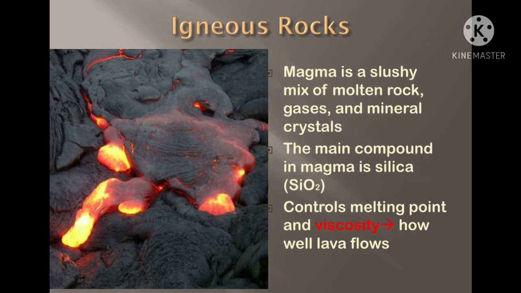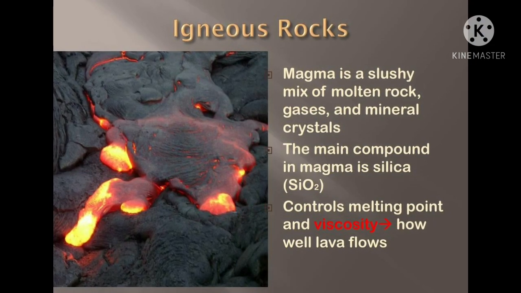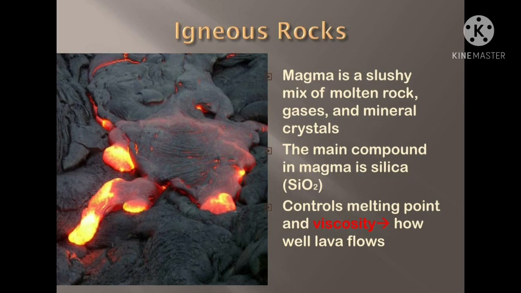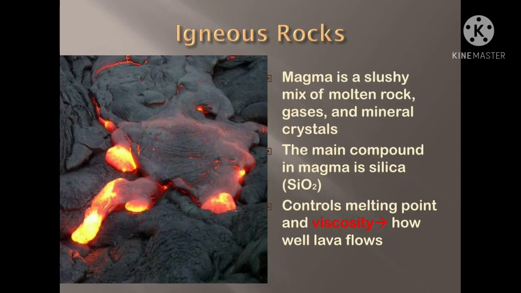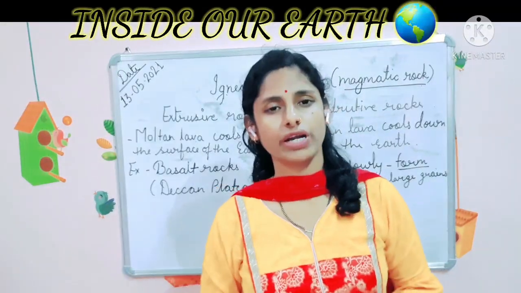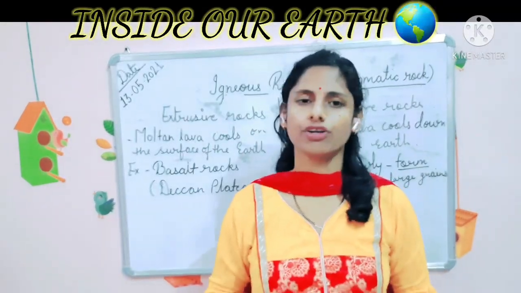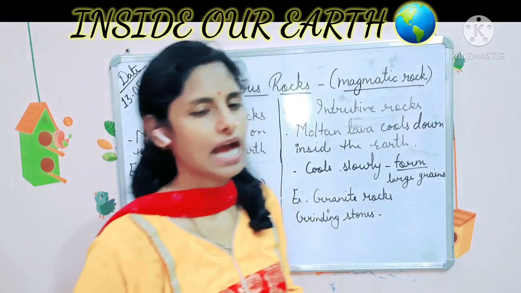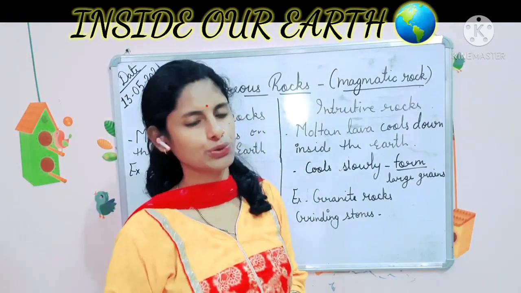The main compound in magma is silica. It controls the melting point and viscosity, that is, how well lava flows. On the basis of their mode of occurrence, the igneous rocks are further divided into two parts, that is, extrusive rocks and intrusive rocks.